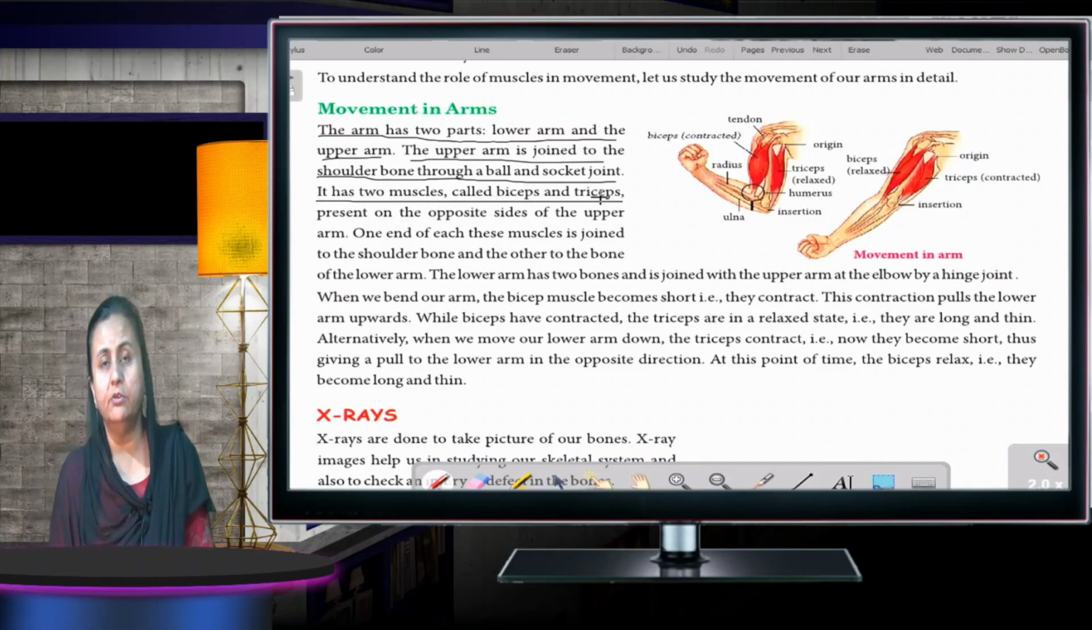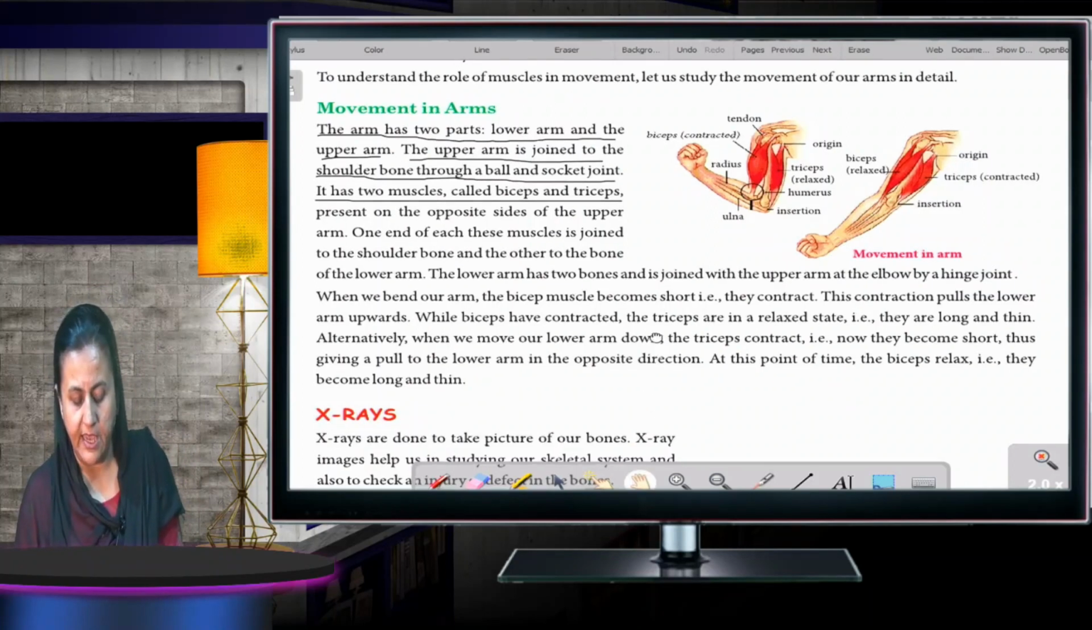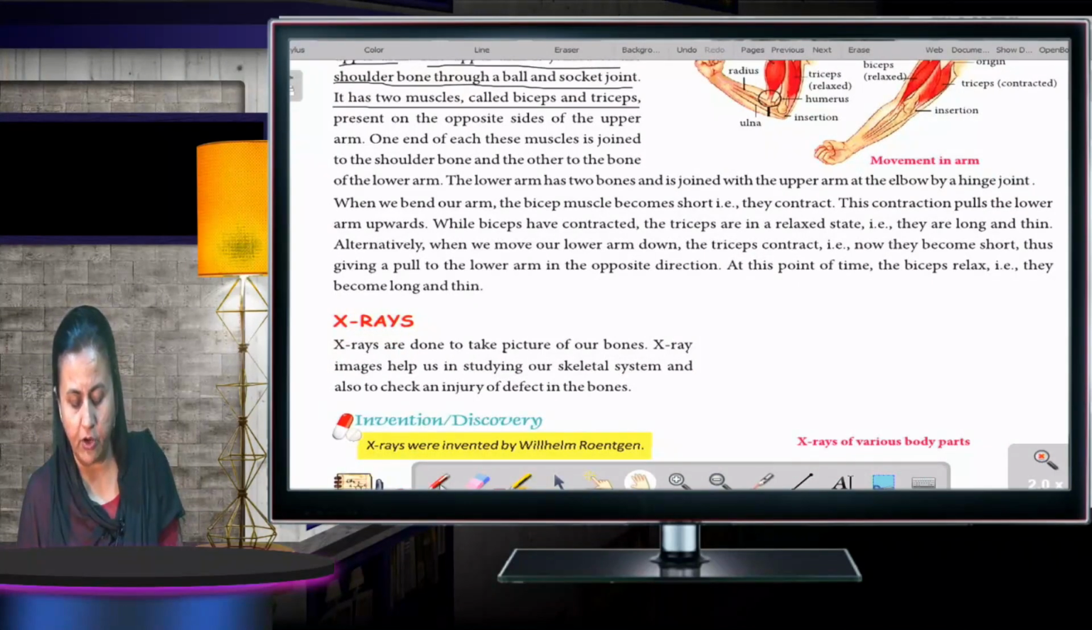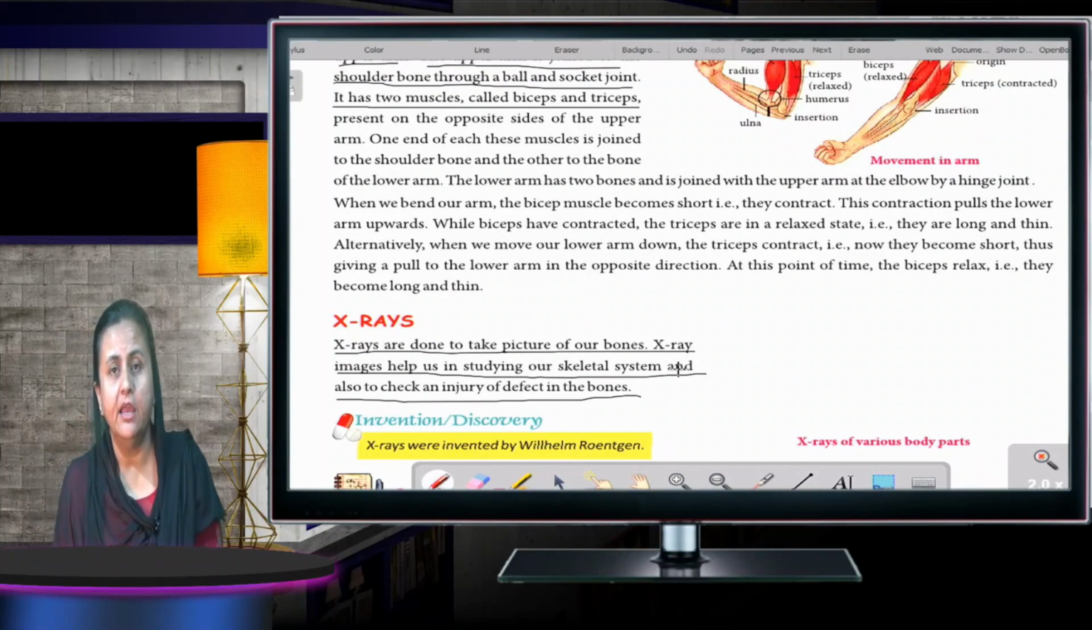So with this we are coming to the last of the chapter. We are going to talk about X-rays. What are X-rays? X-rays are done to take a picture of a bone. X-ray images help us in studying the skeletal system and also to check an injury or defect in the bones. In case we get an injury and the doctor advises us to go for an X-ray, that means he is asking to take a picture of the bones. So with this I end the chapter.